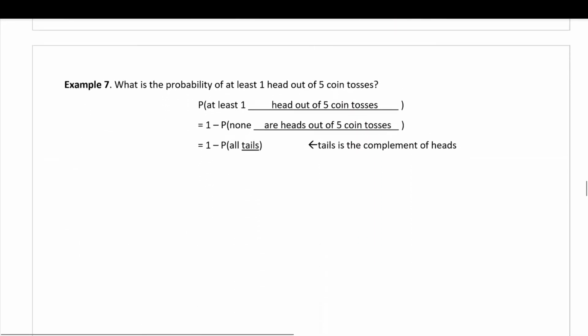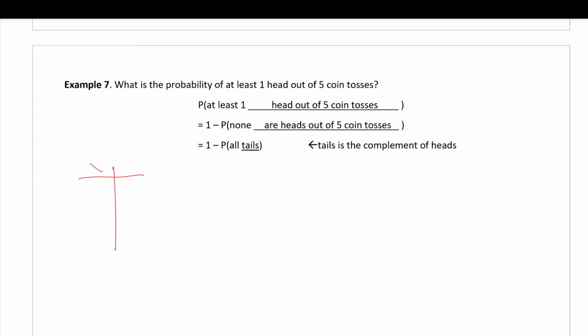So if we were to say, what's the probability of at least one head out of the 5 coins? So we have 5 coins that we're tossing, and what's the probability that we have at least one? So either 1 or 2 or 3 or 4 or up to 5, which would be the maximum. Okay, so let me actually just draw a probability distribution table for that.